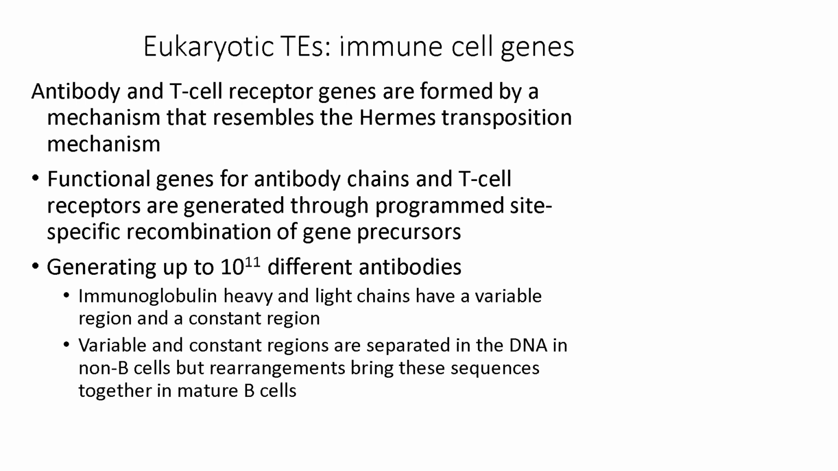During lymphocyte development, these genes undergo site-specific recombination, generating immense diversity. This allows our immune system to recognize up to 10 to the power of 11 unique antigens, highlighting an evolutionary link between transposition and adaptive immunity.